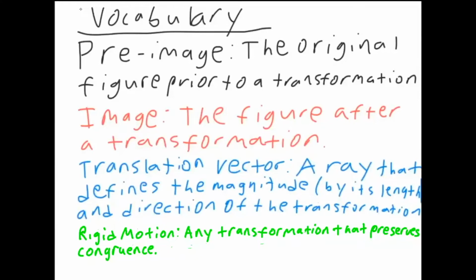They specifically preserve congruence. So that means their size and shape do not change. Their size and shape stay exactly the same the whole time. The only thing that changes is their orientation. You can flip them, you can turn them around, you can move them wherever you want, but they stay the same size and the same shape.